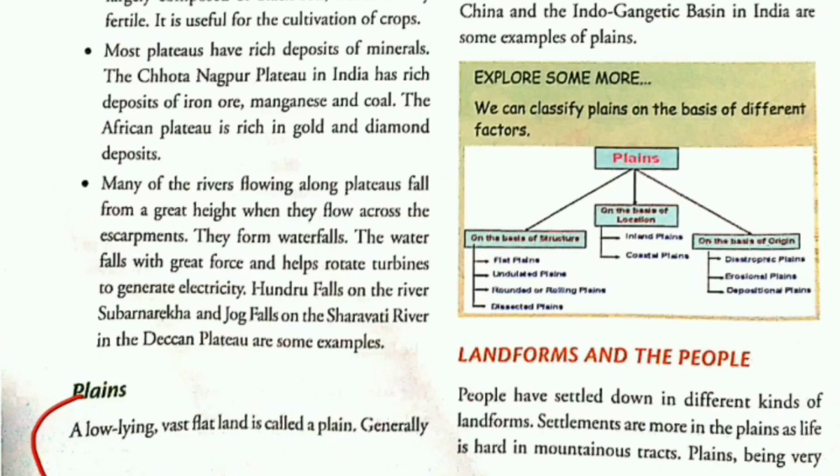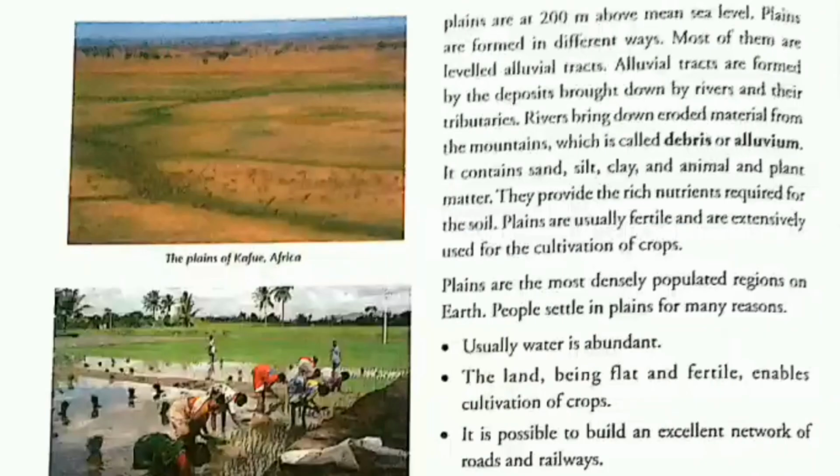Generally, plains are at 200 meters above mean sea level. Plains are formed in different ways.